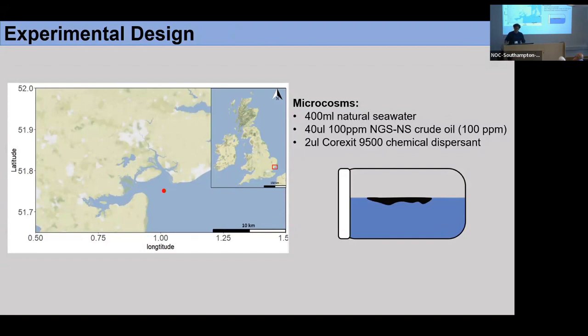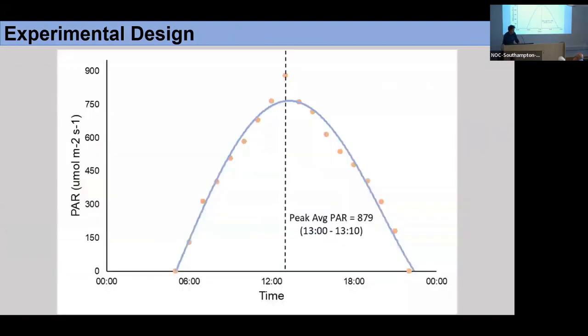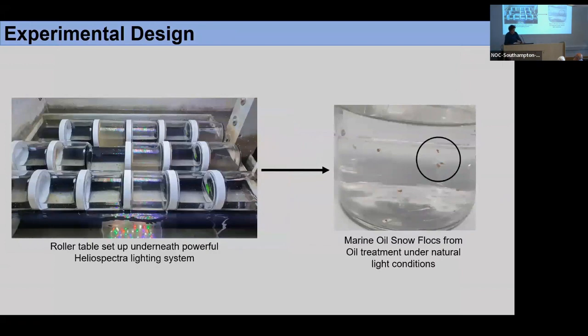Half of my samples were put in complete darkness, and the other half were put onto a day-night cycle under a very, very powerful light that essentially mimicked what you would find within, say, the first 5 meters of the water column in the North Sea during springtime. So this was the setup.